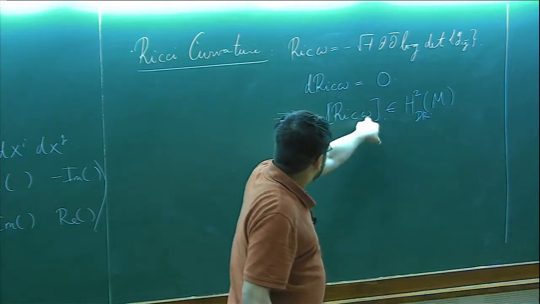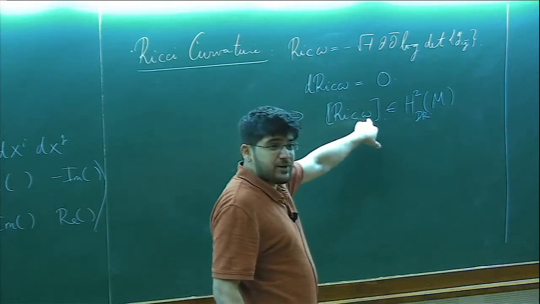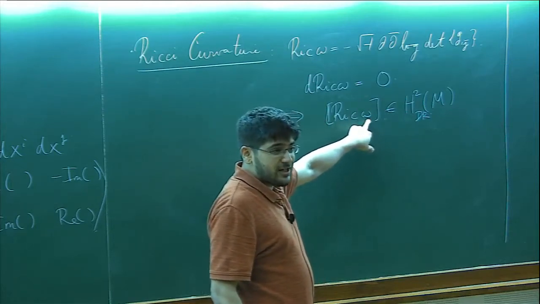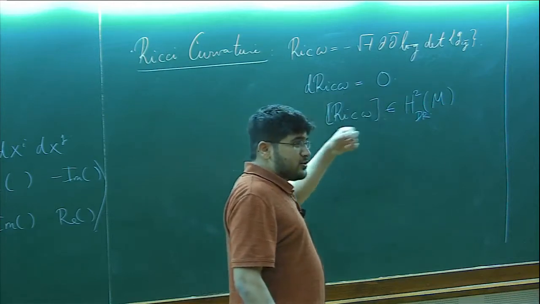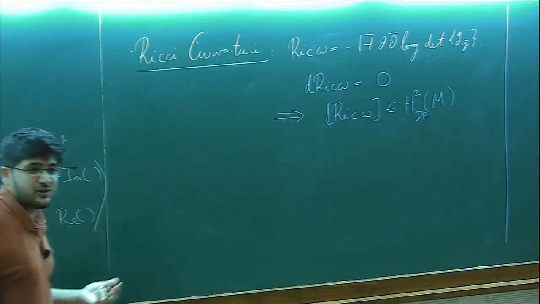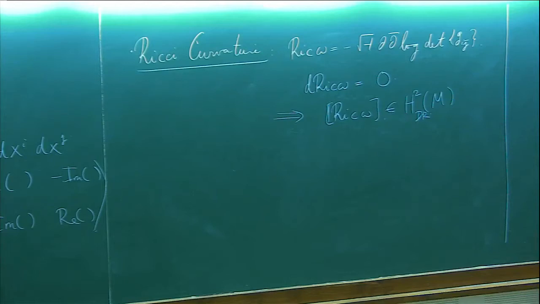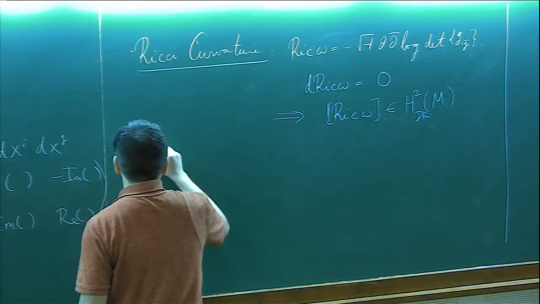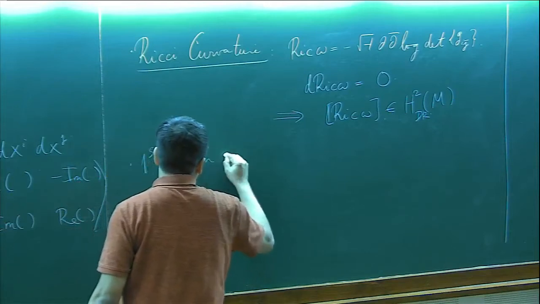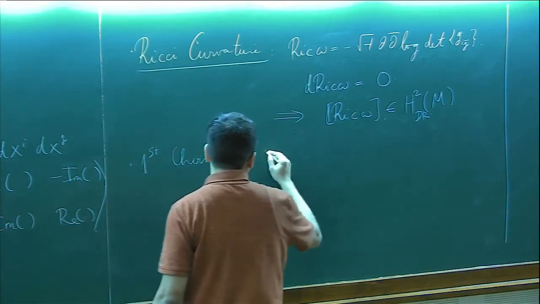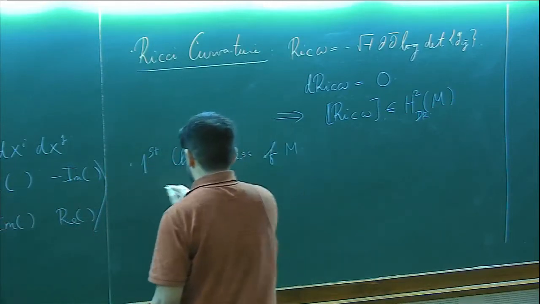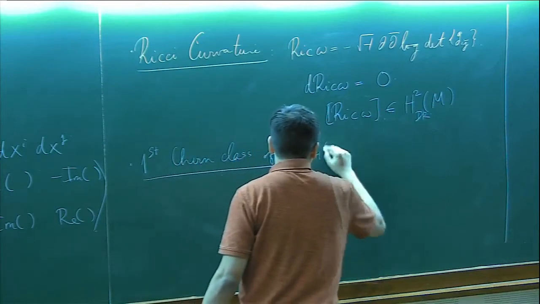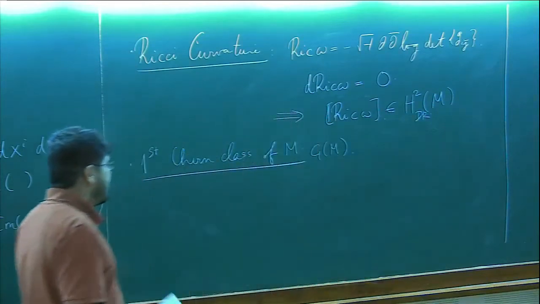So it turns out that this is actually a very special kind of class. A priori, you might think that this class depends on my choice of the metric ω. But it turns out this class is actually independent of the choice of ω, and it's called the first Chern class of M. Let me say a few words about that. It's denoted by c_1(M).